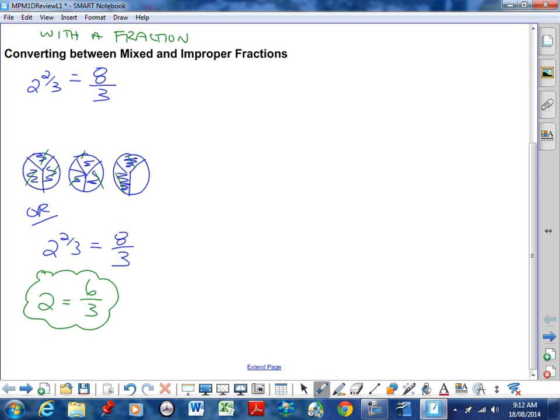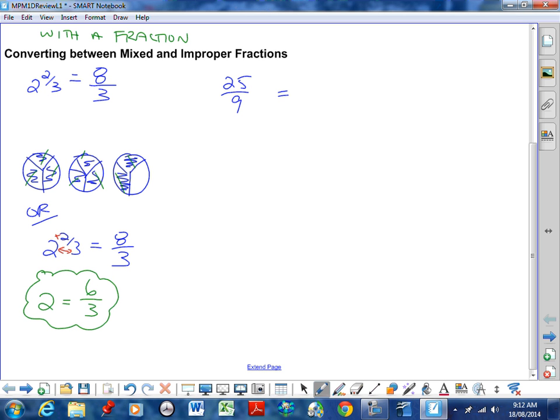Some of you will be taught the shortcut: 2 times 3 is 6, and then you add that numerator 2. Going the other direction is not very common for us. We usually, like I said, leave it in improper. But if we have something like 15/9, maybe I'll pick a little bit bigger number. Let's go with 25/9.